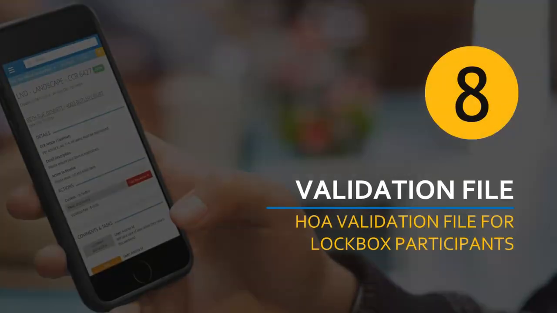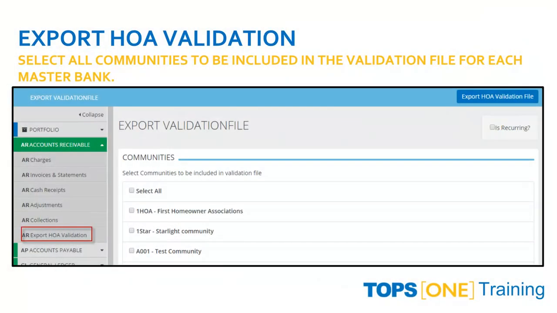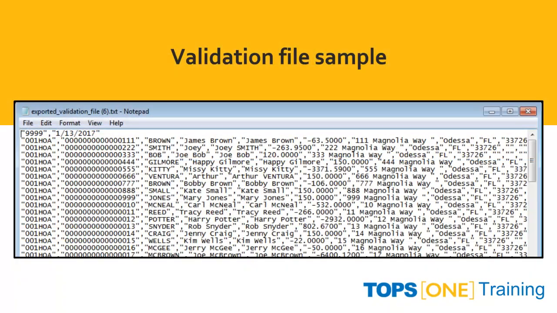Chapter 8. Validation File. The exportation of the HOA validation file for lockbox participation. Accounts Receivable, AR Export HOA Validation will allow you to select, of course, all communities or individualized. This is a sample of the HOA validation file that is created and opened in Notepad.